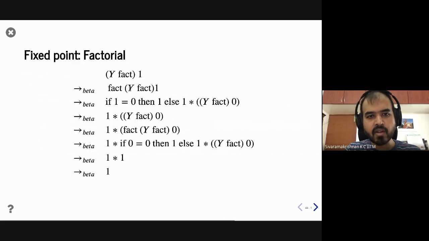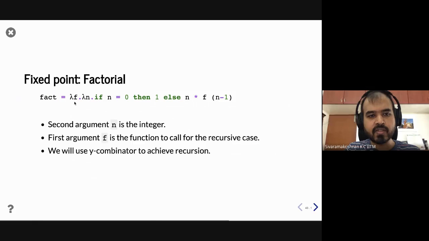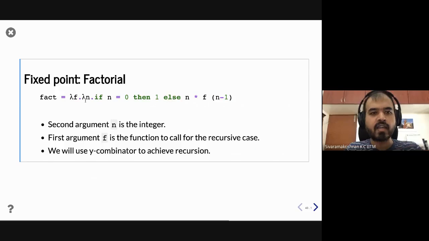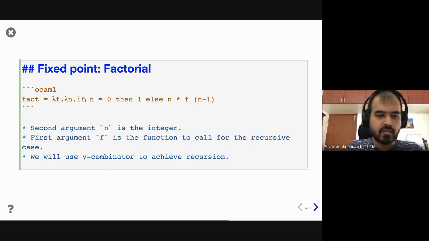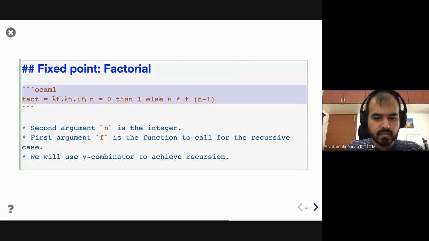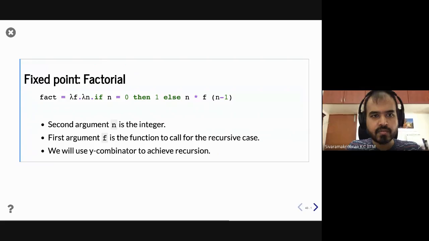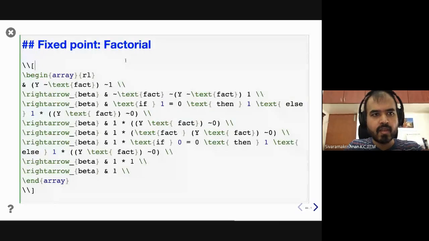So I get fact of Y of fact of 1, right? Now I have a function definition here, and then I have two arguments, argument 1, argument 2. I'm going to apply these two arguments to the definition here. So the definition here is, I can actually copy paste this for simplicity. So let me copy it, paste it here.